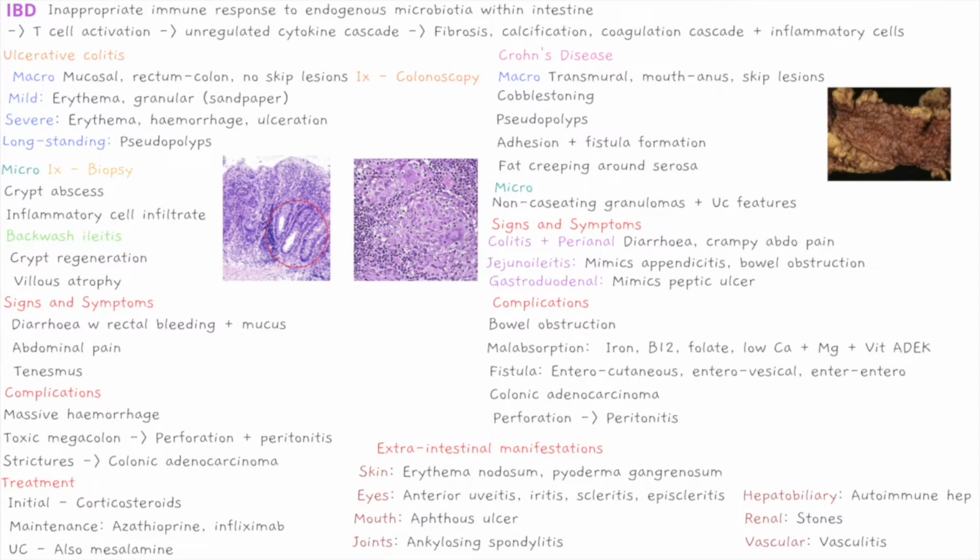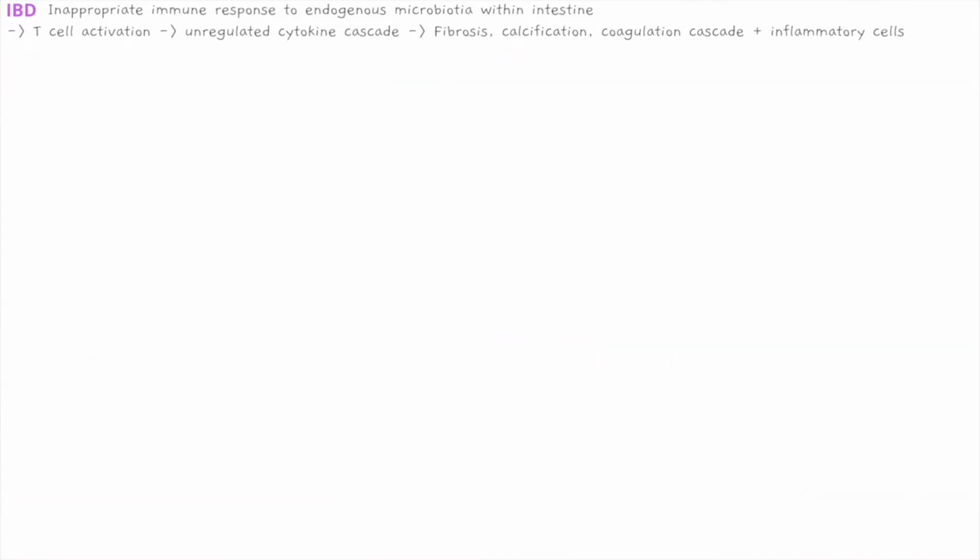This video is on inflammatory bowel disease. The two types of IBD are ulcerative colitis and Crohn's disease. They result from an inappropriate immune response to endogenous microbiota within intestines. Specifically, T-cell activation leads to unregulated cascade of cytokines such as interleukin-1, interleukin-6, and TNF-alpha.